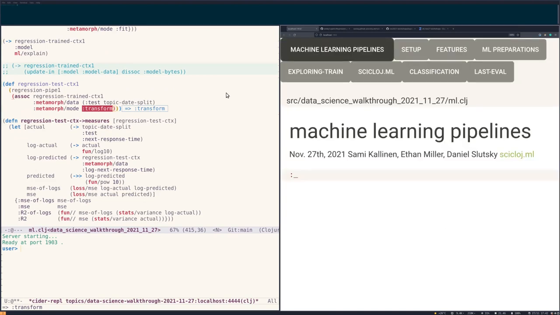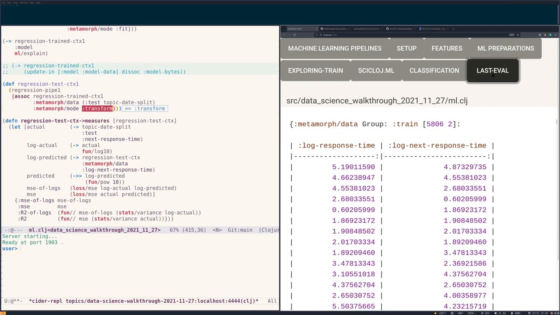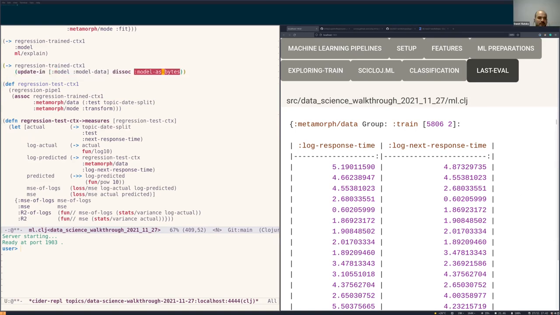Daniel, I noticed that it says model dash bytes, not model as dash bytes. Maybe if you do that, it'll improve things. Thank you so much. And then I think just comment out the one above it, right?